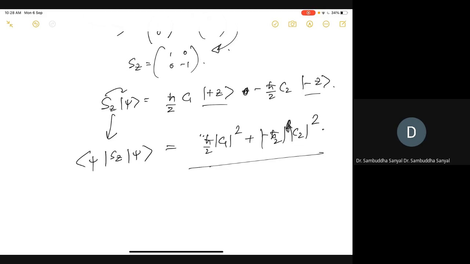Yeah, so there are only two possibilities. If it is in plus z, and Sz is measured, then the average is always plus h bar by 2, right? It's like a weighted average. But if it is plus x, so C1, C2 is 50-50, then the average is 0.